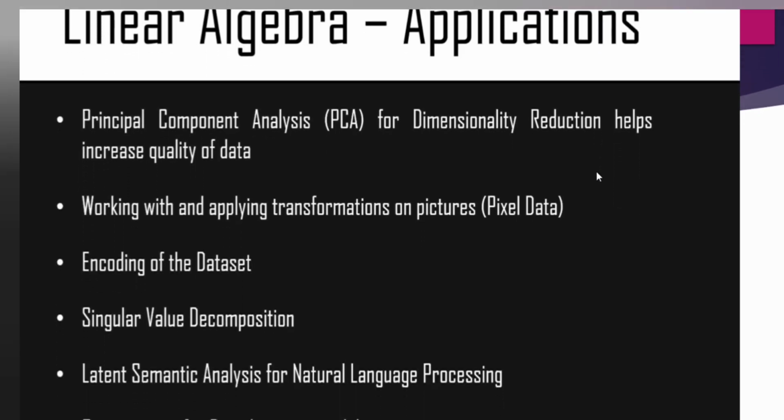And what are the applications? One application is PCA, principal component analysis, for dimension reduction. It helps to increase the quality of the data you are having, and linear algebra is used for that. Also, when working with pixel data, in one image you have so many pixels of data, and transformations are used for that. The next things are encoding of a data set, singular value decomposition, and latent analysis for natural language processing.